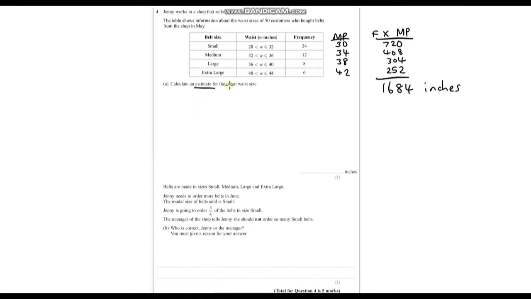And now to calculate an estimate for the mean, we do the total number of inches, 1,684, divided by the total number of customers, and we know that that is 50. And if it wasn't given to us explicitly in the question, we would just add up these frequencies. So 24 plus 12 is 36, 36 plus 8 is 44, 44 plus 6 is 50. So there's 50 people. So divide that by 50 and we get an answer of 33.68 inches.